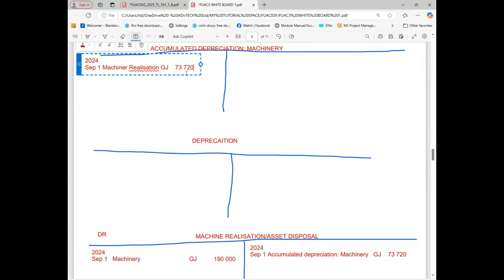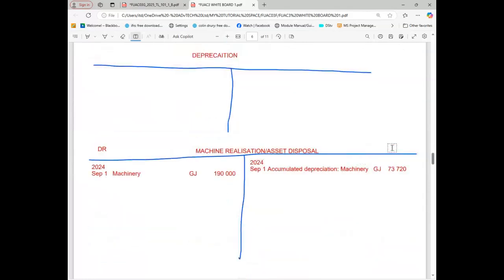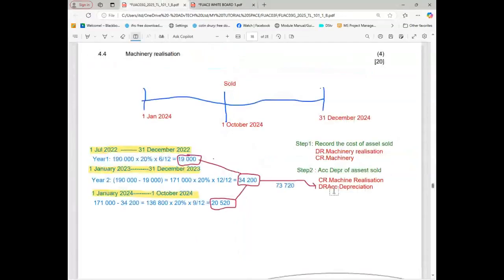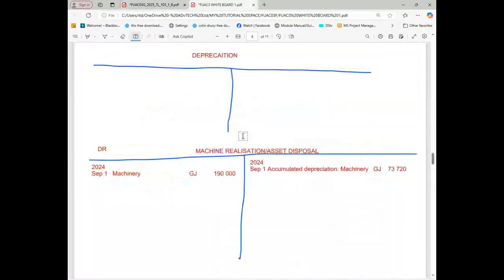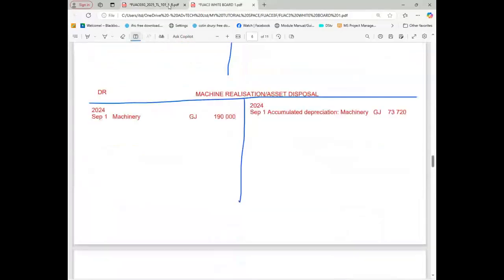No, he was confusing me because he was saying that it was going under debit in machine realization and credit in accumulated depreciation. No, I was referring to the asset disposal there. Okay, fine. Now, do you understand why I go to the debit? Yes. This is accumulated depreciation. Are you okay? Yes, sir.